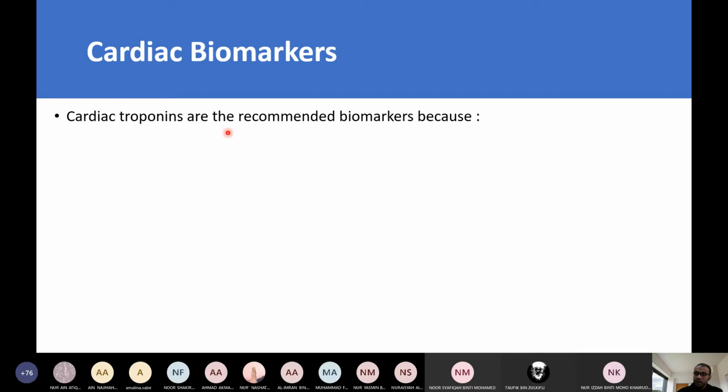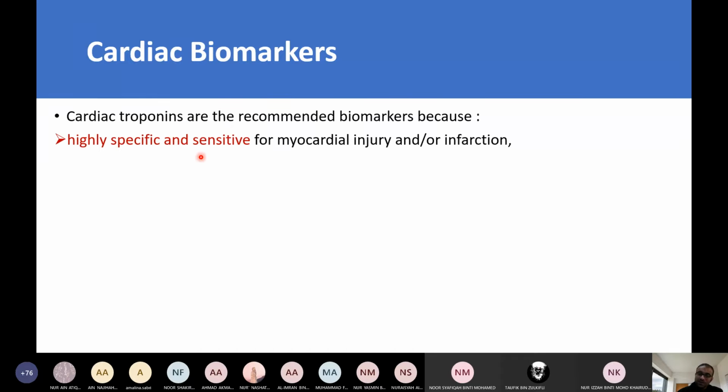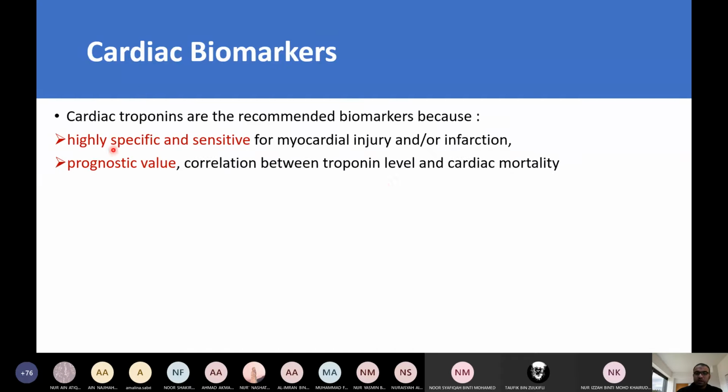We have the cardiac biomarkers. We have maybe troponins, CKMB, the myoglobin. We have so many, but the troponins, I and T, of course, are very specific and very sensitive to the infarction that happened, especially due to the ischemia. And one good point is that it has a prognostic value.